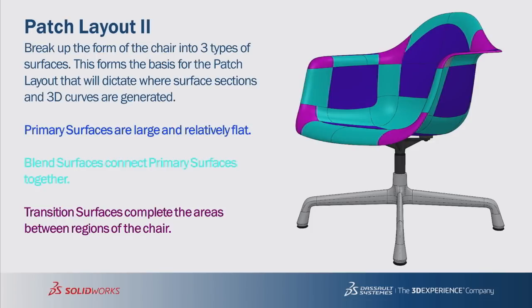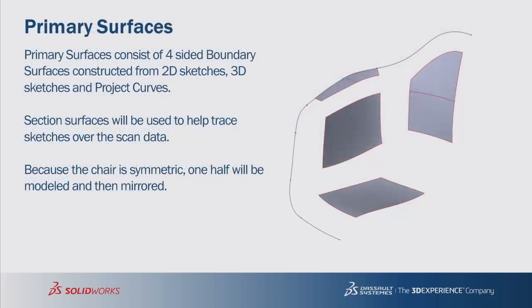So here is the other instance of patch layout. To start a model like this, I've got to plan it out. I need to know where the big flats are, because once I've got the big flats roughly the shape, it's an easy matter of creating blend profiles and building boundary surfaces between them. Those are the blue, the primary surfaces in this screenshot, and the aqua, the blend surfaces. They collect primary surfaces together. The last are the magenta faces, and those are transition surfaces that complete the different regions of the chair, and they're usually the trickiest, so we leave them for last.